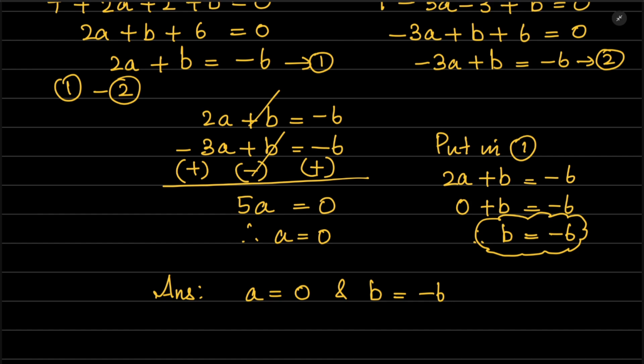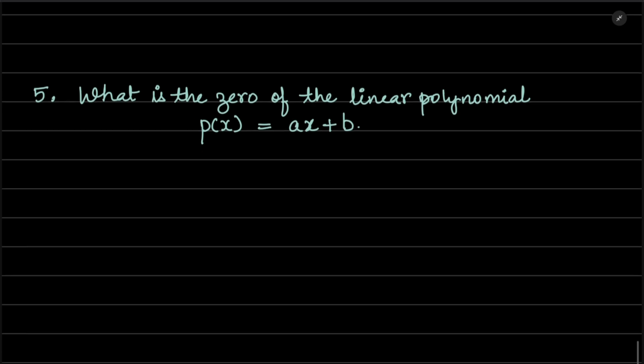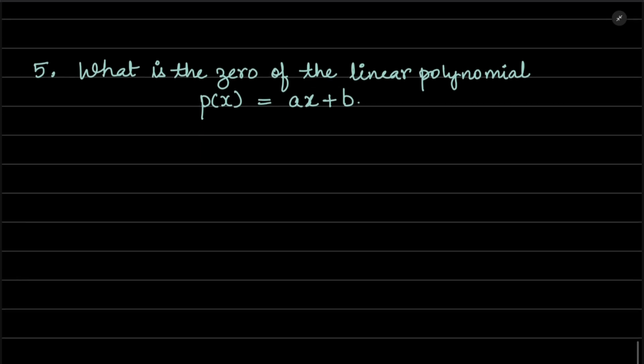Now let us move on to the next one. What is the 0 of a linear polynomial, P of x equal to ax plus b? What you are given is a standard form of a linear polynomial. So P of x is nothing but ax plus b.